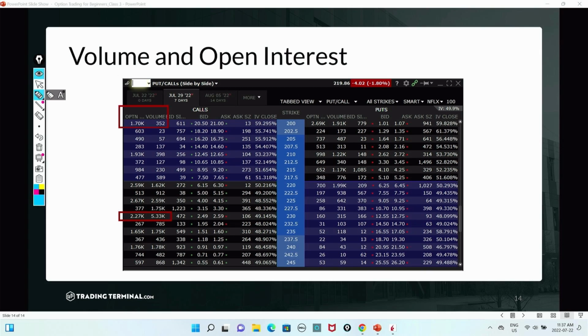On every option chain, usually on your left hand side, you can see the open interest and the volume. So for example, for Netflix, the 200 strike price has 1,700 open interest, and about 352 contracts were traded that day. At some strike prices, you note that the volume is larger than the open interest. Like in this case, for 230, there is more volume than there is open interest on the 230 strike price.